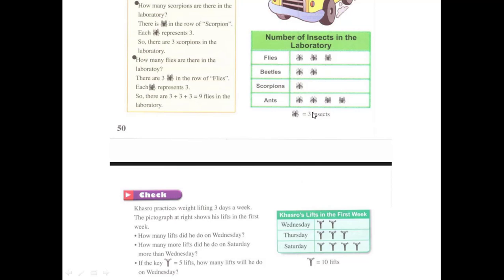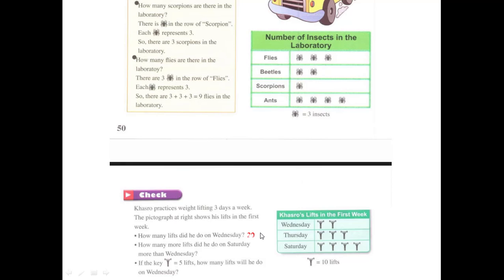Done. Now each one of these pictures is equal to 10 lifts. Okay? Now, how many lifts did he do on Wednesday? On Wednesday, be careful, each one is equal to 10. 10, 20. You can't say 2. It is 10. Each one is equal to 10. So it is 10, 20.